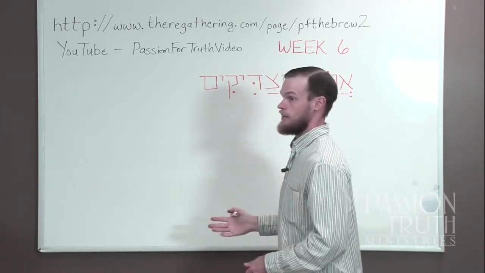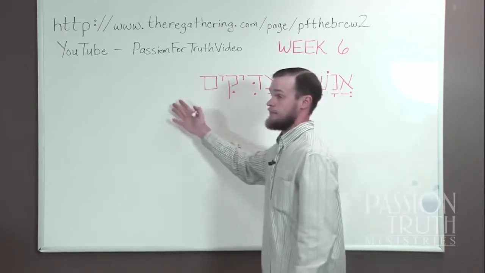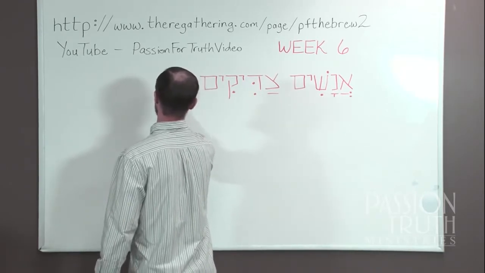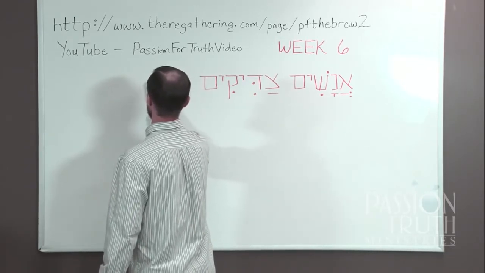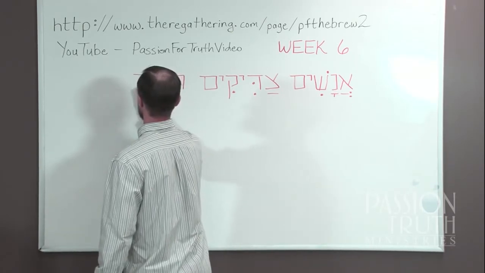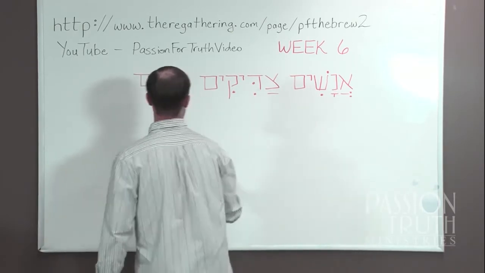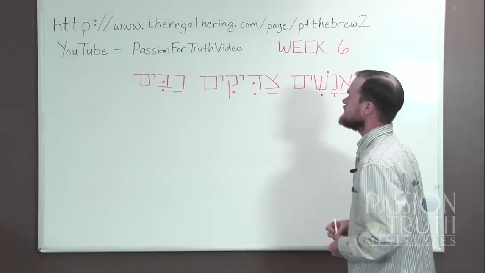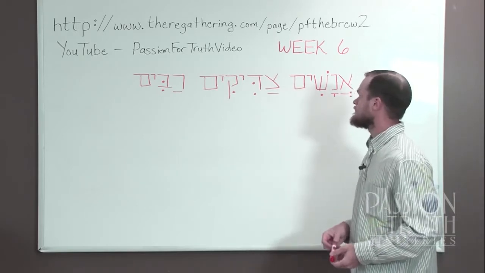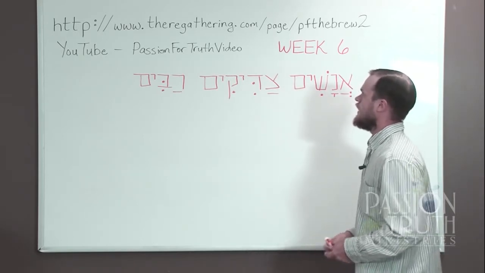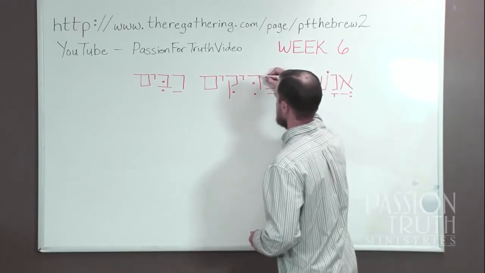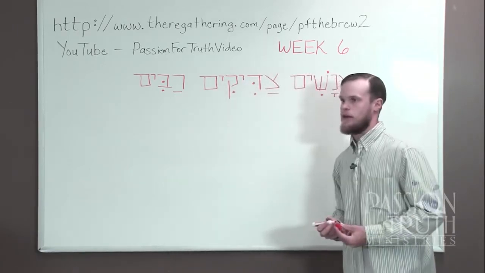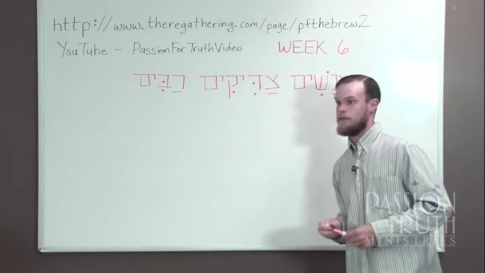If we want to say many righteous men, we put the term that indicates quantity at the end. So anashim tzaddikim rabim. This would be many righteous men. And if you want a string of adjectives none of which necessarily indicate quantity, I'm going to show how you can do that in just a moment.